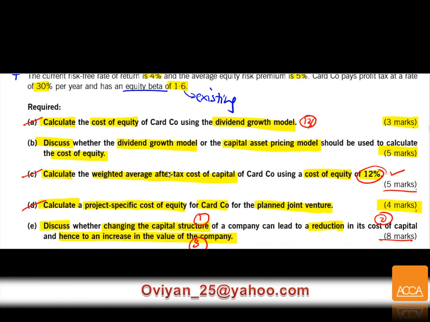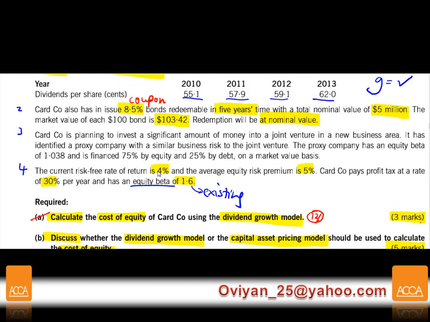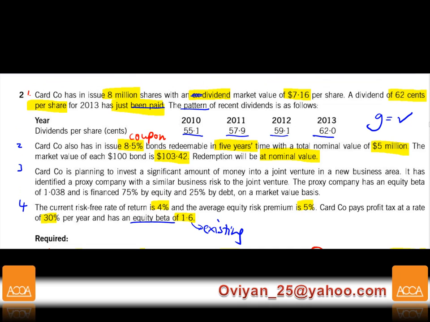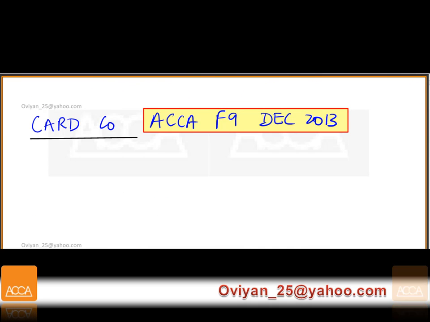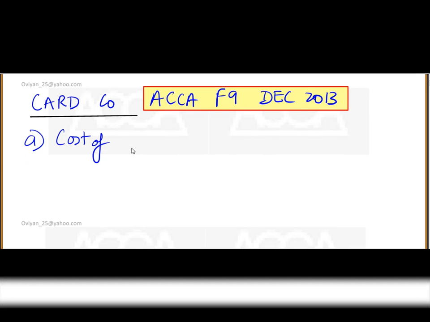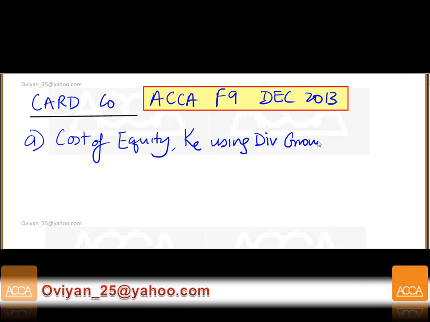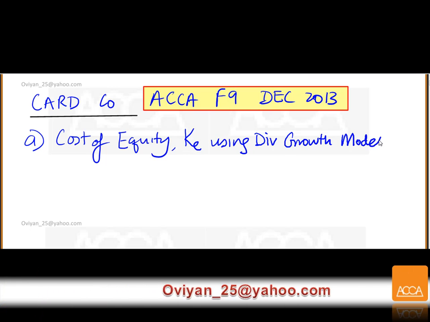And let's have a go at this answer. Part A, calculate the cost of equity using the dividend growth model. Okay, let's try this answer here. Part A, we're going to write here cost of equity. Let me go very slow so that everyone is very clear with this answer. Cost of equity, KE in short, using dividend growth model. Let me put it DGM.